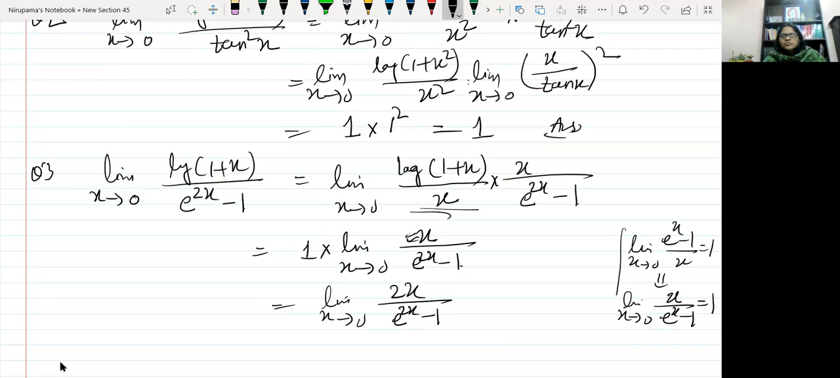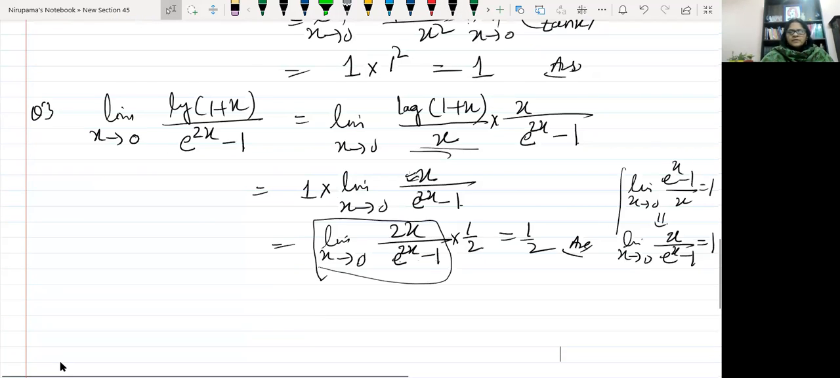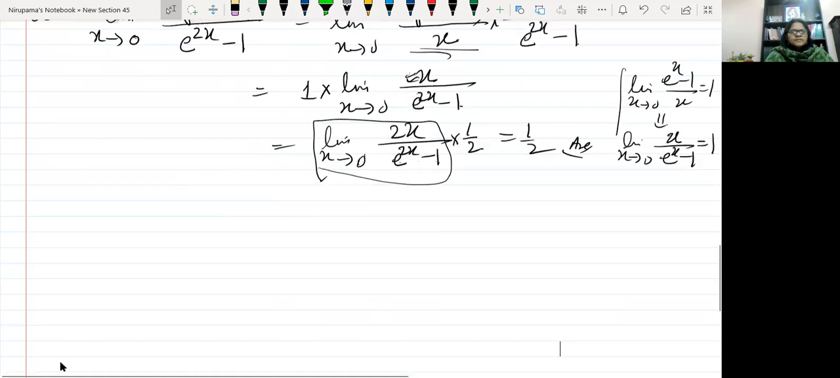So 2 we have multiplied here, so maybe I can take it like this. When x approaches 0, 2x approaches 0, so 2x by e to the power 2x minus 1 becomes 1. So 1 into 1 by 2, 1 by 2 is the answer. Okay, so quickly maybe 3 more questions.